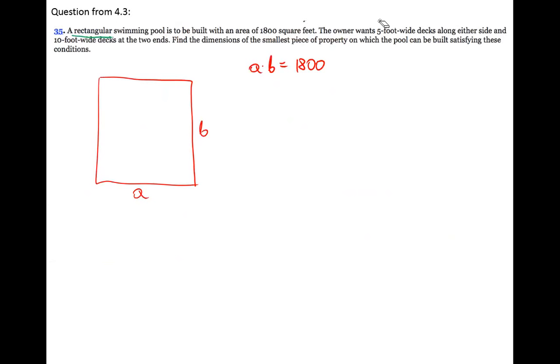The owner wants a 5-foot wide deck along either side and a 10-foot wide deck at the two ends. Okay, that means he wants 5 and 10. This is 10 at the ends, and this is 5. Okay, cool. Find the dimensions of the smallest piece of property on which the pool can be built, satisfying these conditions.